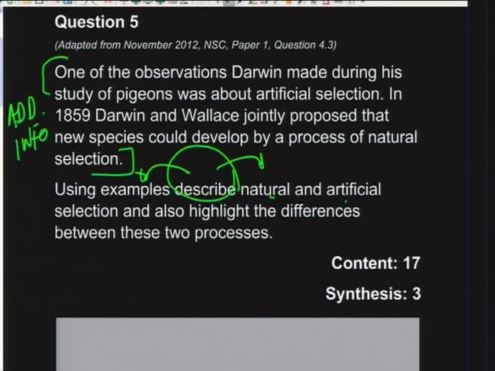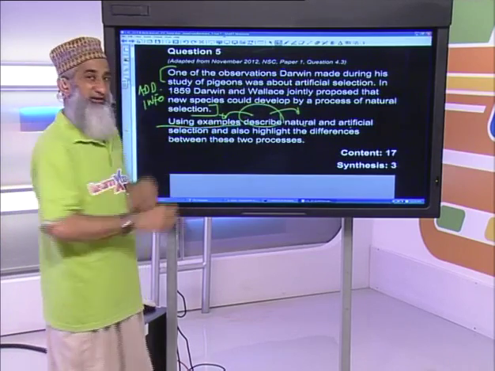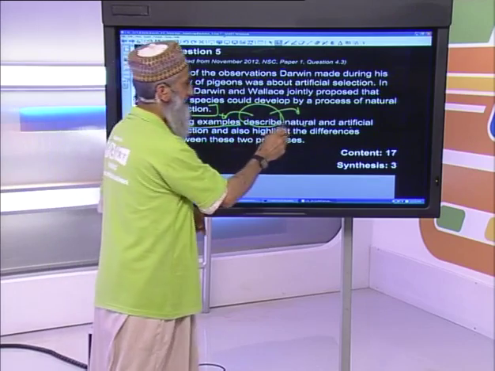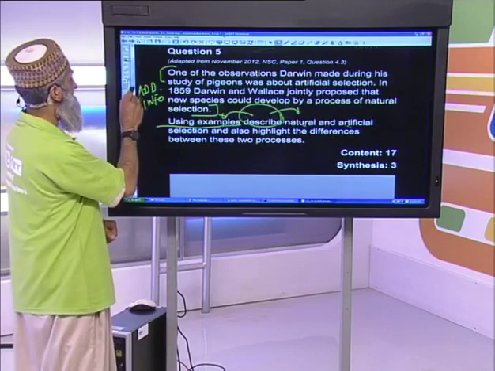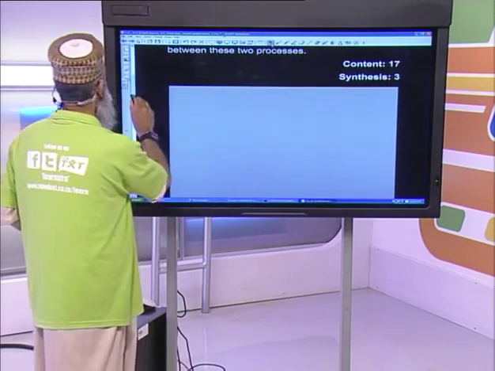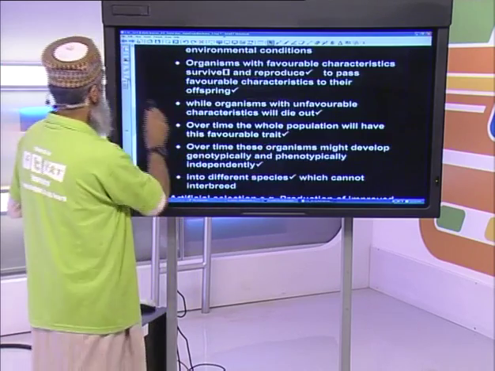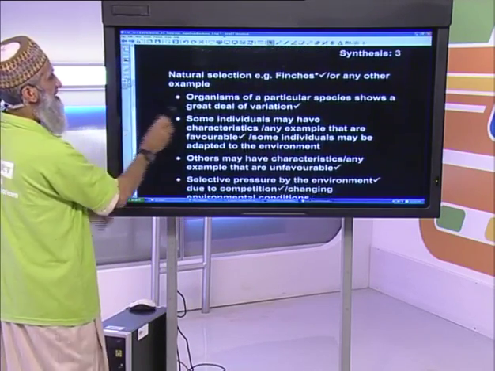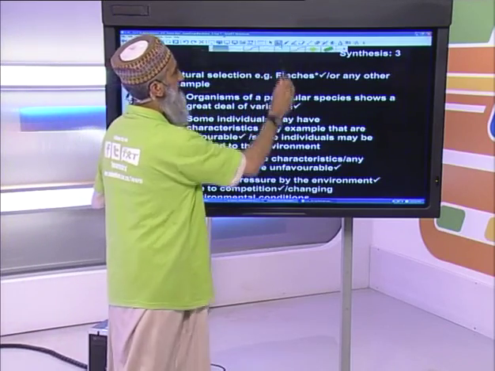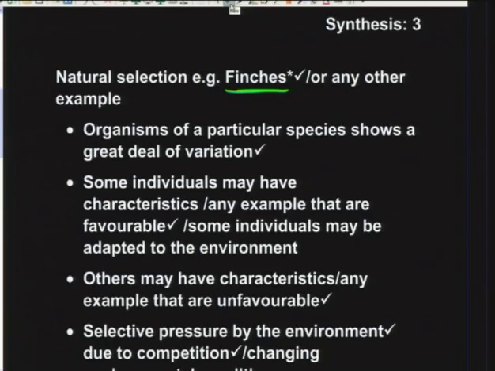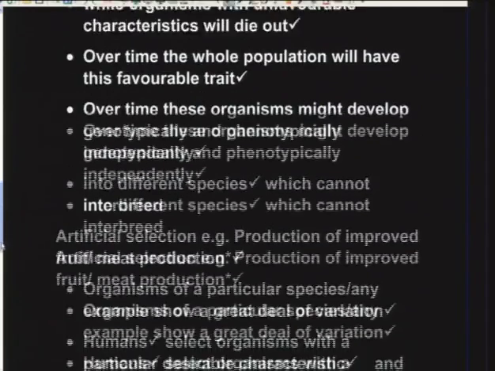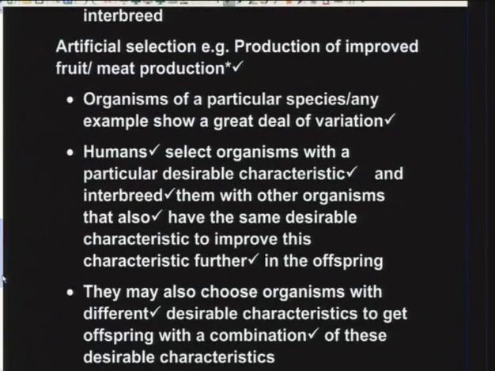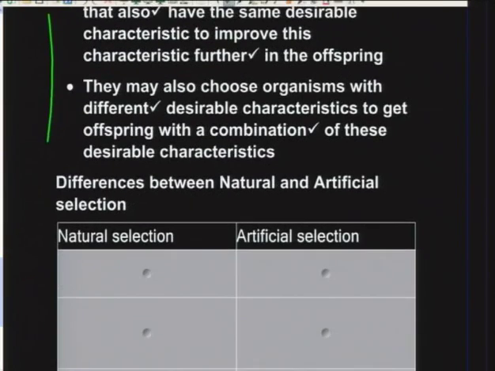What many learners did last year, they concentrated on the example and explained the example without explaining the processes, natural and artificial selection, and they lost a little bit of marks. And lastly, they want you to highlight the differences. So if you had to answer this question, you would start by explaining natural selection. You're giving an example, the finches. There's 1 mark for the example, and then you're going to explain that. You could also use your example in the explanation. Then you would go to artificial selection and give your example, and you're getting a mark for that, and you would then explain that example.